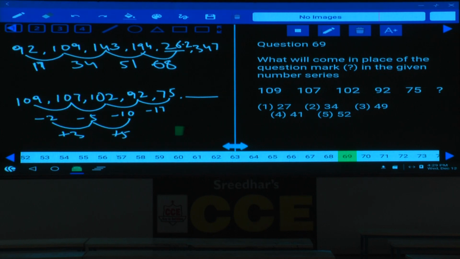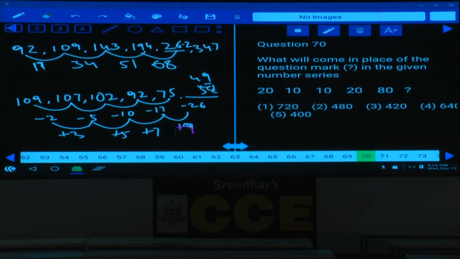Now these differences 2, 5, 10, 17 can be written as 2 plus 3 is 5, 5 plus 5 is 10, 10 plus 7 is 17, 17 plus 9 is 26. And 75 minus 26 is how much? 49 is the answer. That is given in choice 3. Now question number 69, choice 3 is the answer.